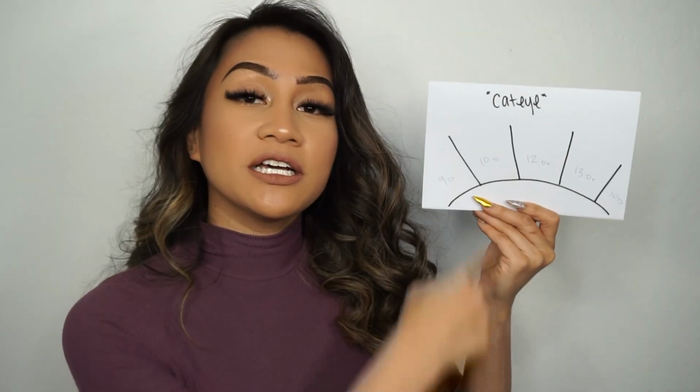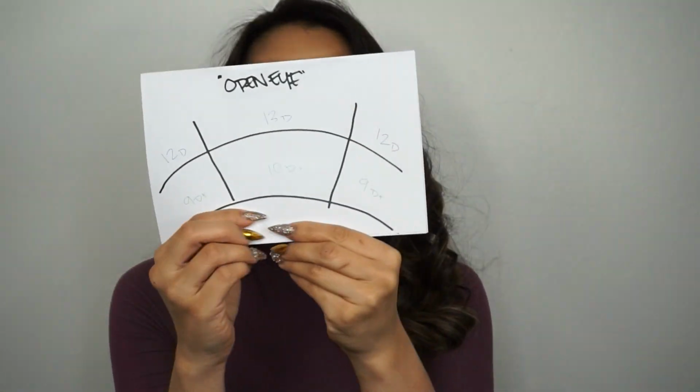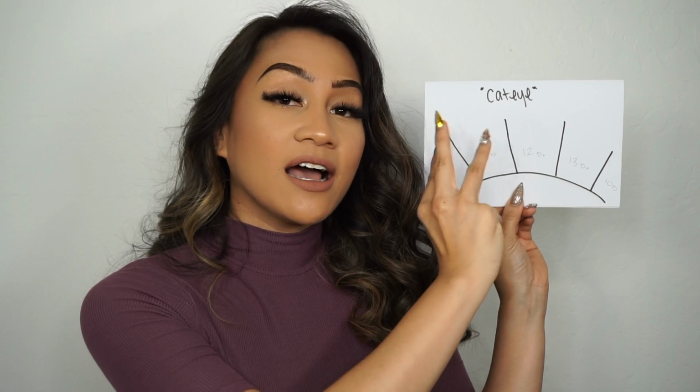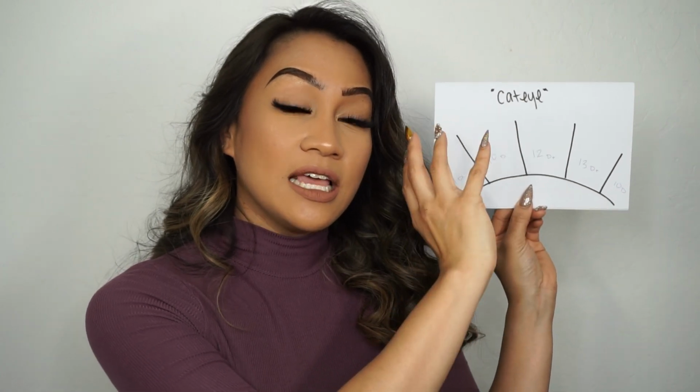Now, with this one, because she did not want wispy, like with my open eye with the 2 different layers, I'm only going to be using 1 length in each of those sections to really make it dense and make that cat eye really thick and dense and pop better.